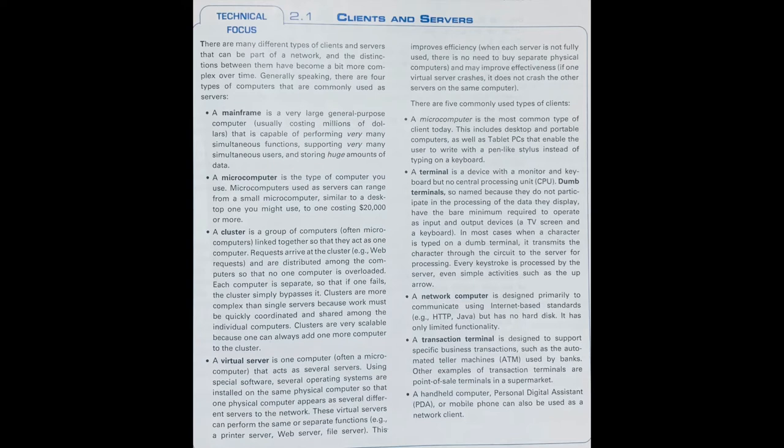There's a couple more. A transaction terminal is designed to support specific business transactions, such as the automated teller machines or ATM used by banks. Other examples of transaction terminals are point of sale terminals that you might see in a supermarket. And lastly, there's a handheld computer or personal digital assistant that you probably would never have seen, but I saw back in my day, earlier days of technology, which were very mobile and could be used also as a network client. These are clients and servers that you might want to become familiar with, because you'll see this same terminology later on as we further discuss application architecture and the multiple architectures in use today.